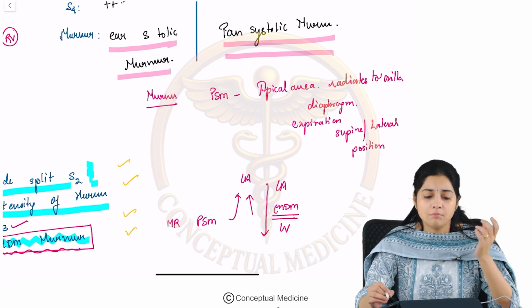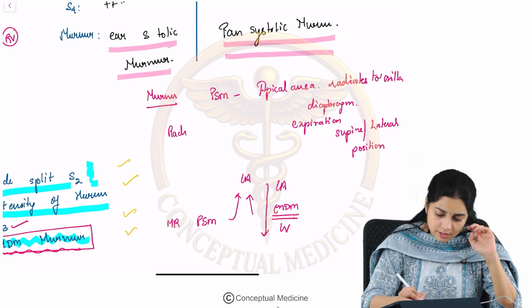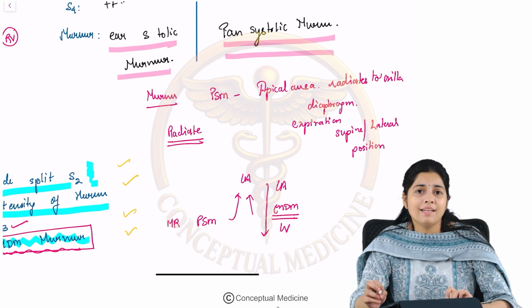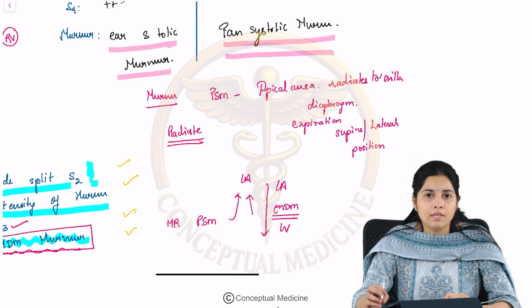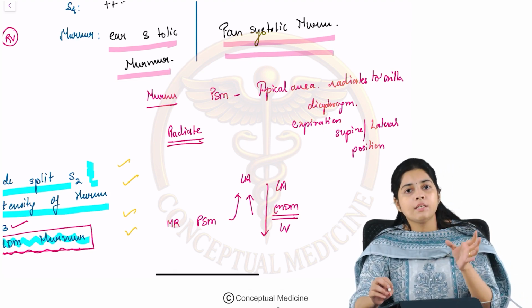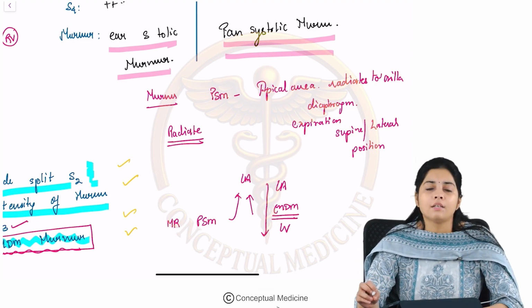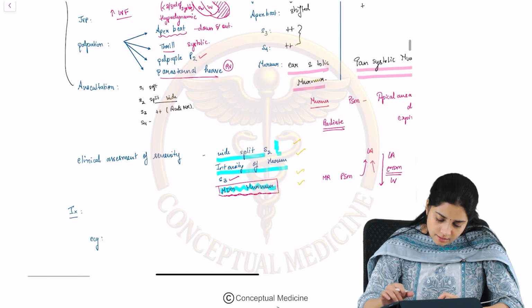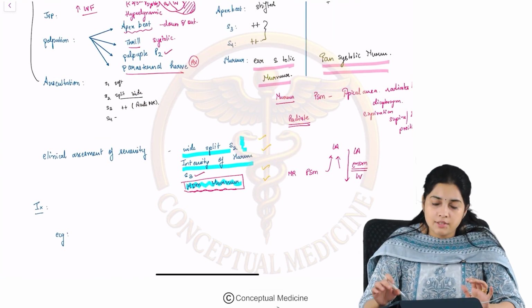Now, can the MR murmur radiate to the base of the heart? Yes, the MR murmur can radiate to the base of the heart, especially if the posterior leaflet is ruptured. Okay, so that's about all the clinical features of MR.